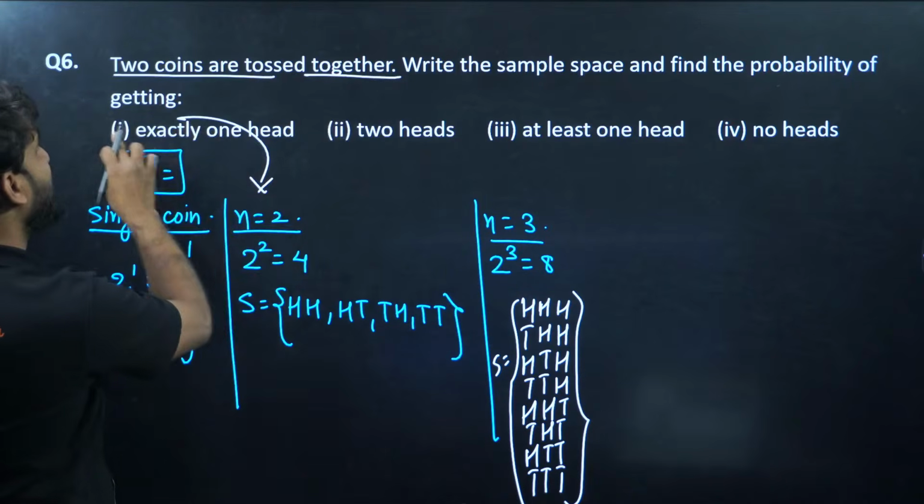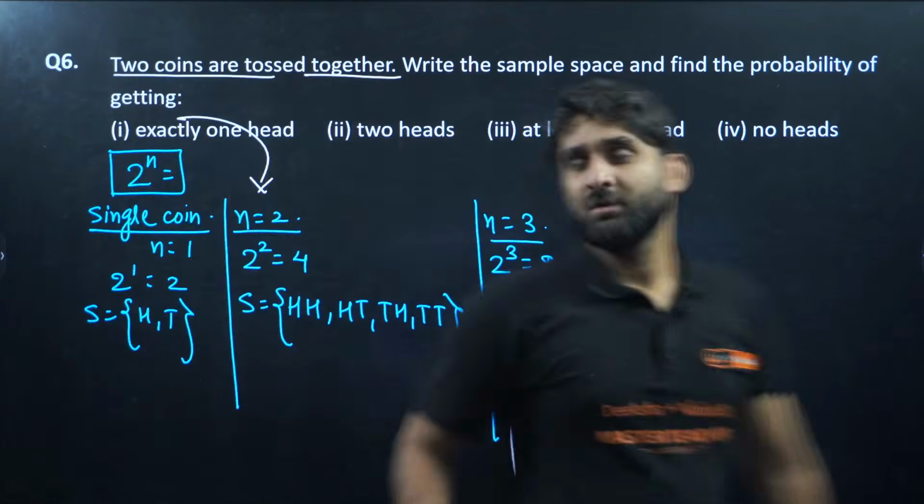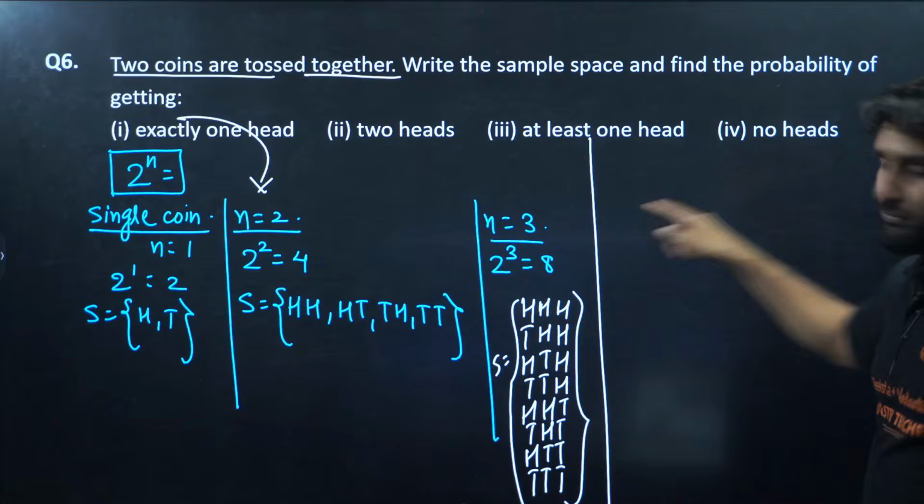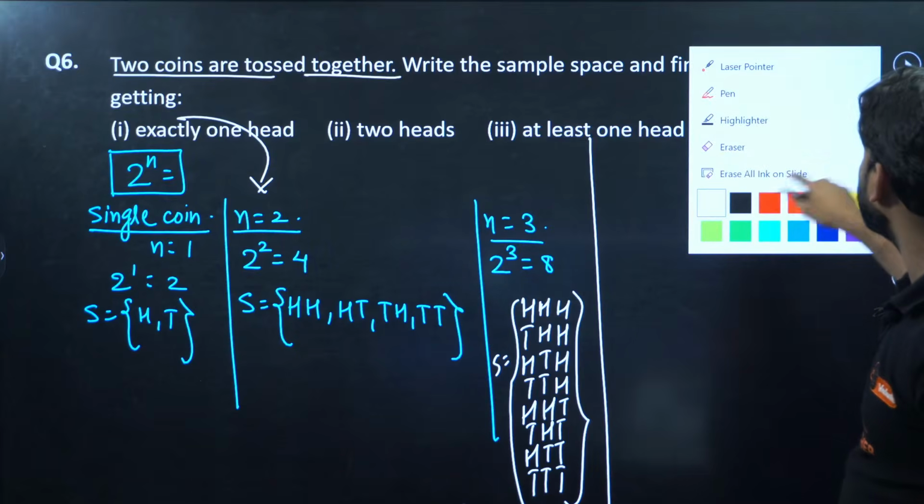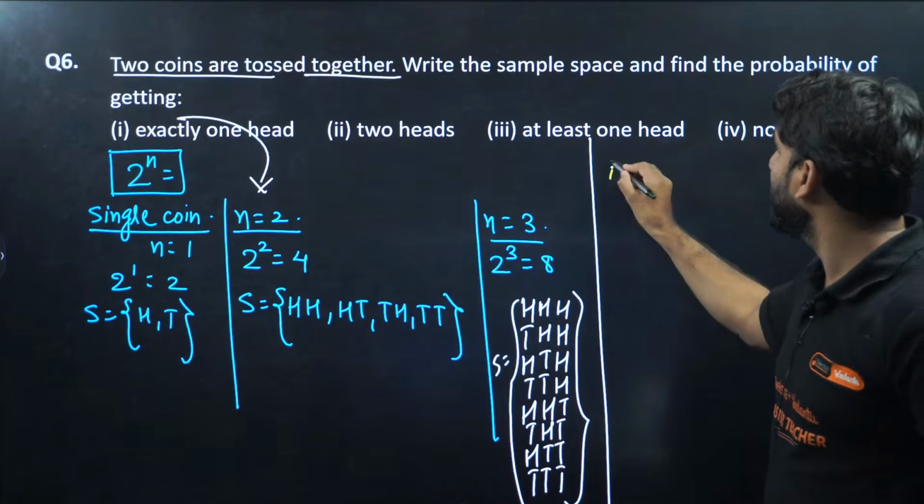Okay. Now find the probability of this first. So I'm solving the question here on this side, because it was very important for you to know how to write the sample spaces when one coin is tossed, when two coins are tossed, when three coins are tossed. So, first question, look.